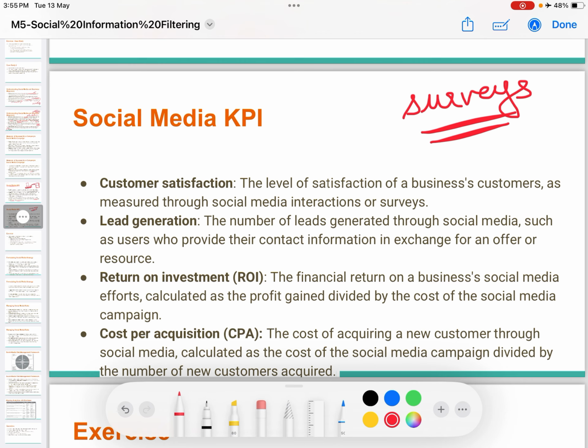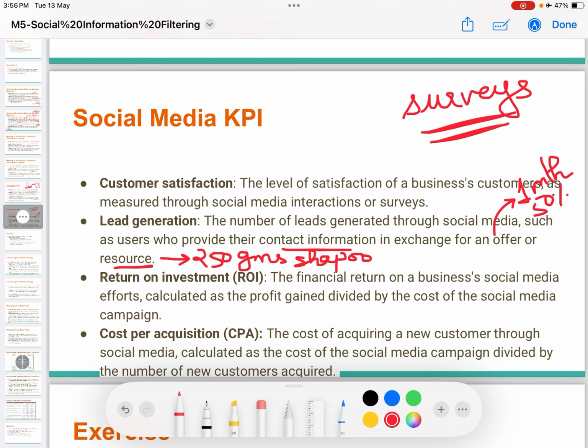Lead generation, the number of leads generated through social media, such as users who provide their contact information in exchange of an offer or service. Say I gave an offer of a 1 month free trial, or 50% off. This is an offer. What is a resource? A resource is, say, a new launch of a shampoo where I am providing a 250 gram free sample to customers who provide me their contact information. So the offer is what I advertise, and a resource is provided in exchange of contact information.